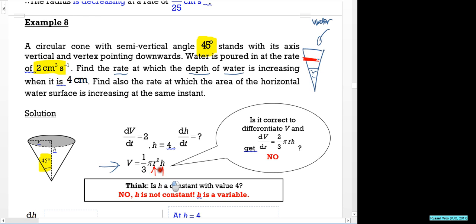This is a variable, this is also a variable. You do not know how to differentiate something with 3 variables, because V is a variable, R is a variable, H is also a variable. Forget it, don't bother. So the objective now is to express V in terms of only one variable.